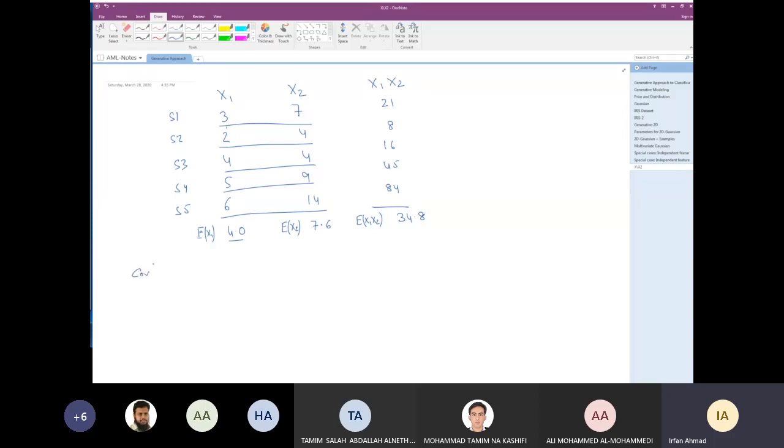So how do you find now the covariance? The covariance of x1 and x2, which is same as x2, x1. Again, I'm repeating it. Covariance of x1 and x2 is nothing but expectation x1, x2 minus expectation of x1 times expectation of x2. So if you put these values here, 34.8 minus 4.0 times 7.6, which is nothing but, again, I did some calculations offline, it gets to 4.4. Again, you can correct me if I'm wrong, right? So this is the covariance you get, 4.4.